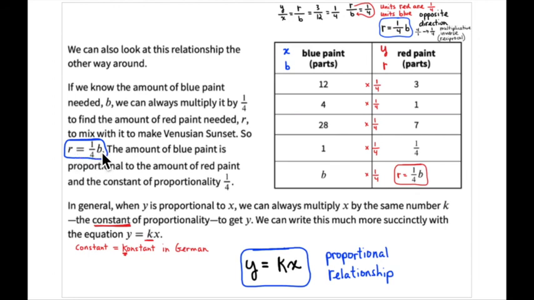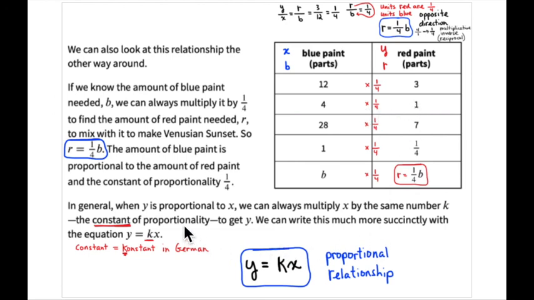Remember, this came from R over B. This B was over here. It was R over B, and then we can move that over here because we can say that the units of red paint are 1/4 the units of blue paint. And finally you can check that by multiplying each one of these by 1/4. And you see that they all work. 28 times 1/4 is 7, 1 times 1/4 is 1/4, 4 times 1/4 is 1.